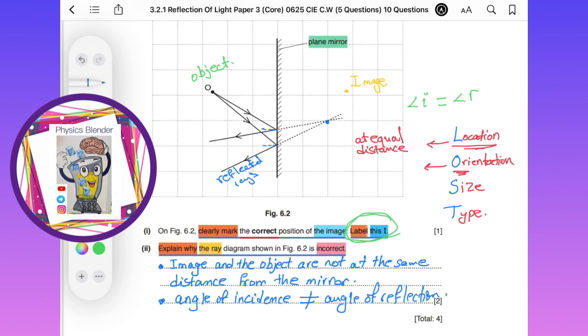Orientation: laterally inverted. Right appears left and left appears right. Size: it will be the same size.